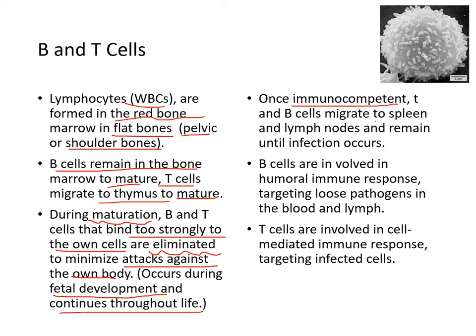T cells and B cells migrate to the spleen and lymph nodes and remain until infection occurs. B cells are involved in humoral immune response, targeting loose pathogens and fragments in the blood and the lymph. T cells are involved in cell-mediated immune response, and they target infected cells.